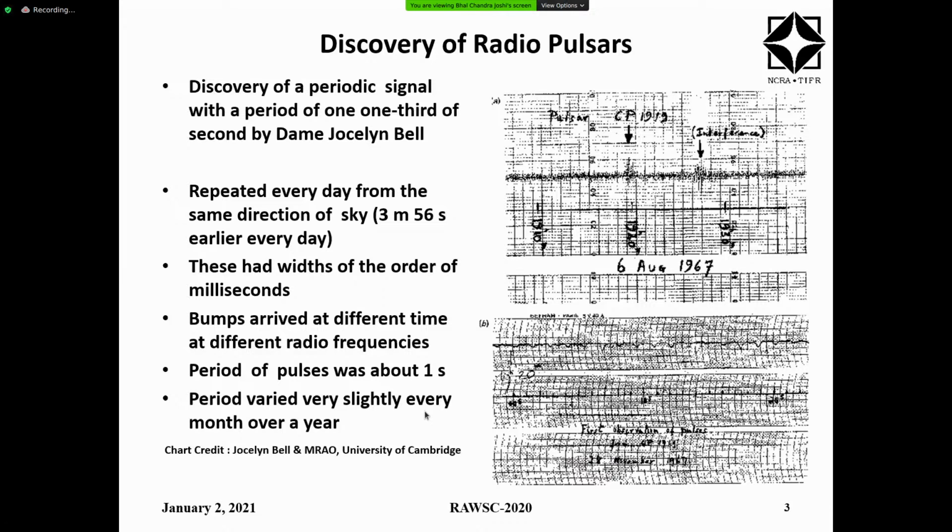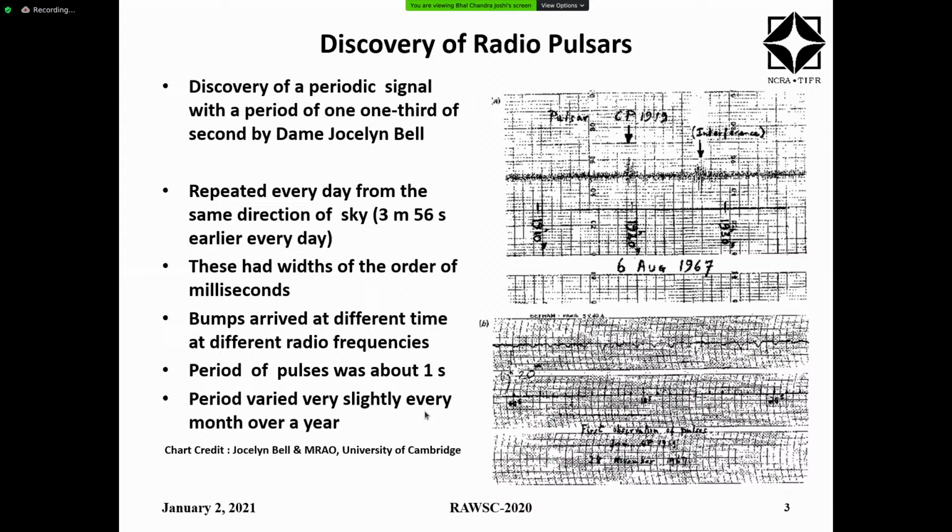Last but not the least, they saw the effect of dispersion. That is, they had a band of frequencies at 80 megahertz. So they saw that the pulse at the highest frequency came earlier and the pulse at the lower frequency came much later. Okay. Which meant that this was not a signal in the Earth's atmosphere. This was not a signal in our solar system, but this was a signal which was way beyond our solar system. So it had to be some star.